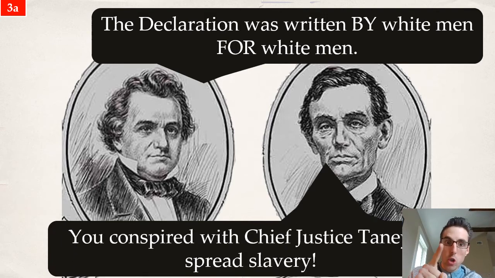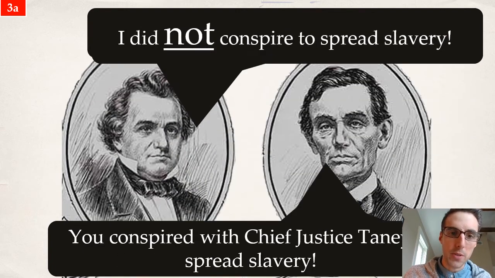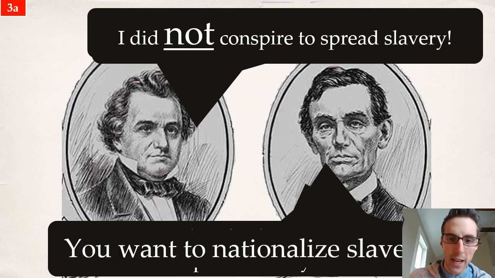Lincoln says, here's the slave power, you conspire with Chief Justice Taney to spread slavery. You're in on it, right? So here's America's conspiracy theory. We love it. He accuses Douglas of being part of that conspiracy theory. Douglas says, no, I did not conspire to spread slavery. There's no such thing. You're making it up.